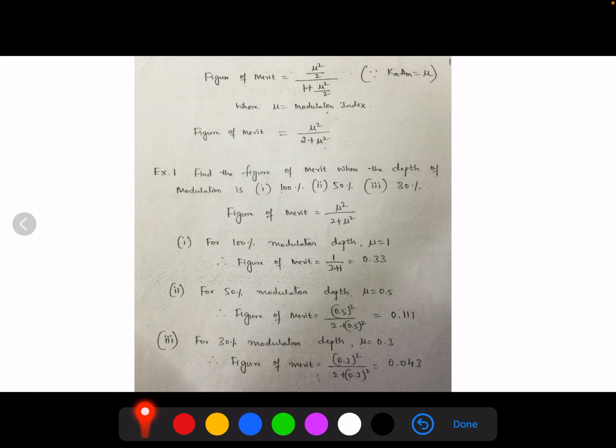Why is this happening? Why is the figure of merit always less than 1? It is due to the wastage of transmitted power which results from transmitting the carrier as a component of the AM wave.